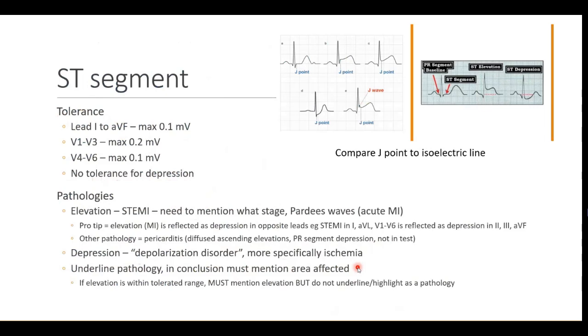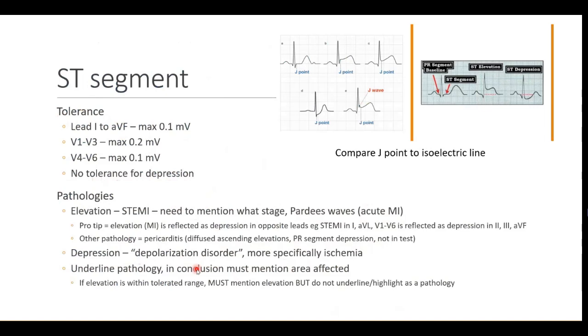So what part of the heart is affected? It should be the septal region. So you would have to mention, let's say it's Pardee's waves, which I'll explain, which is an acute MI. You would mention in the conclusion myocardial infarction, acute, because it's Pardee's waves, and that it is septal MI.